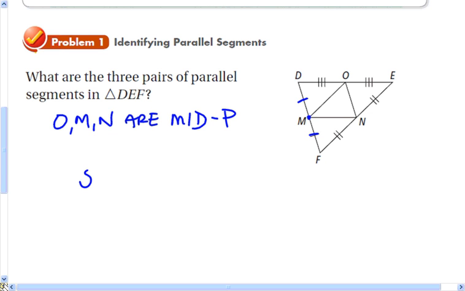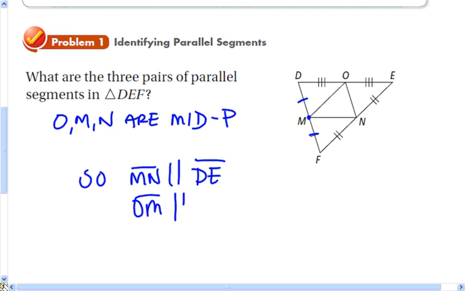So, by the triangle mid-segment theorem, we have segment MN is parallel to segment DE. We have segment OM is parallel to segment DF. We have segment ON is parallel to segment DF.